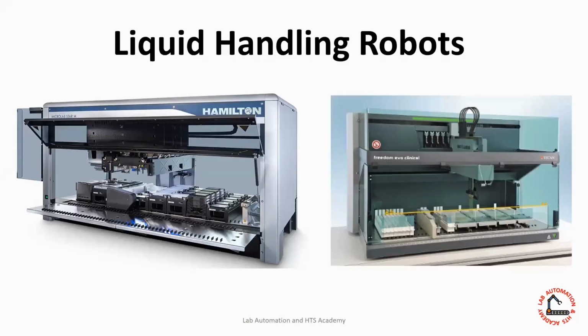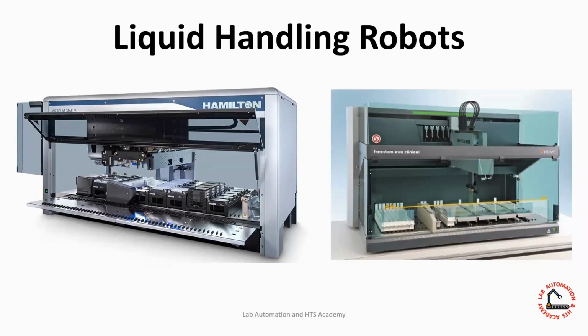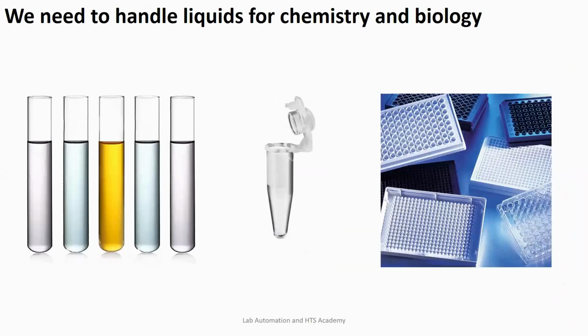Today we are going to talk about liquid handling robots and how they can make our life easier in the lab. Almost all chemical and biological reactions happen in liquid format. Liquid can be in different containers. It can be in test tubes, Eppendorf tubes, and microplates. Microplates can have 6, 12, 24, 96, 384, and even 1536 wells.